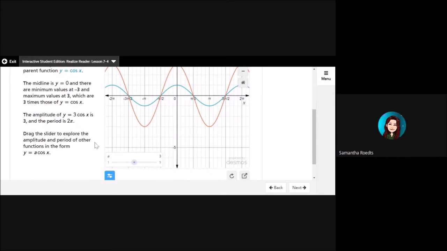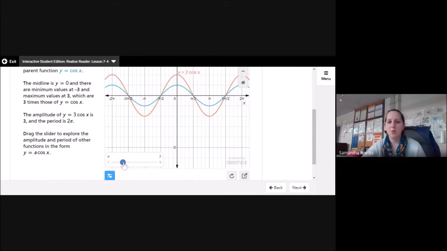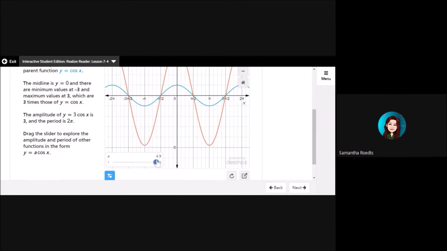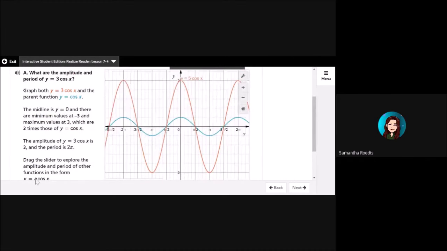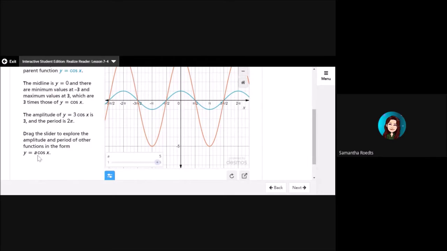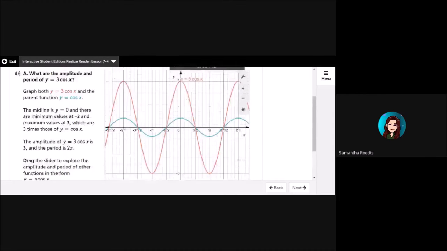I can drag the slider to explore the amplitude and period of other functions in the form y equals a cosine x. So here is 2, roughly. There's 2, there's 1, that's normal. With 2, notice the period's not changing. I'm changing my amplitude, but I'm not changing my period. There we are at 4, there we are at 5. So this a, that is my amplitude.